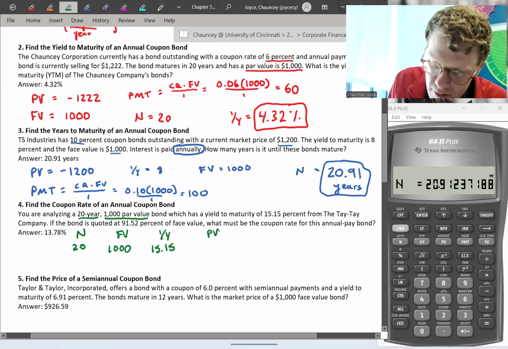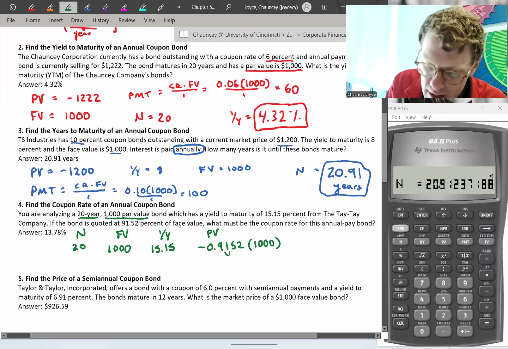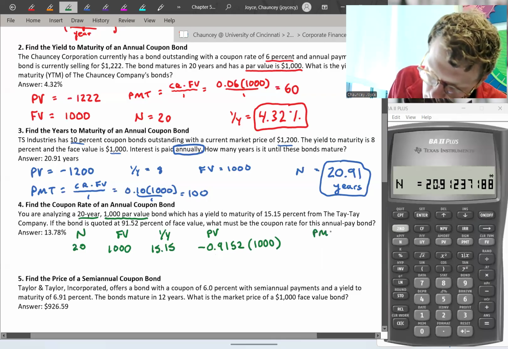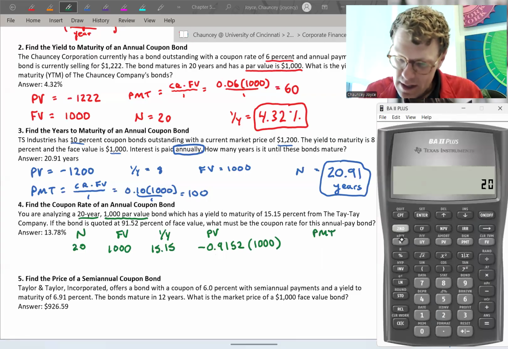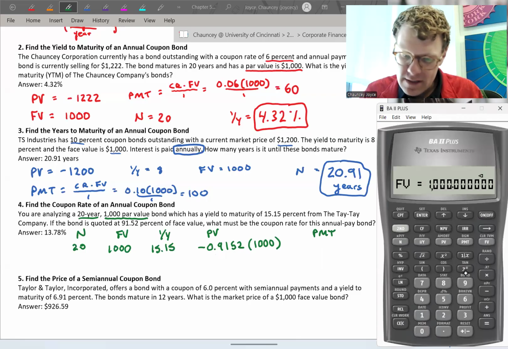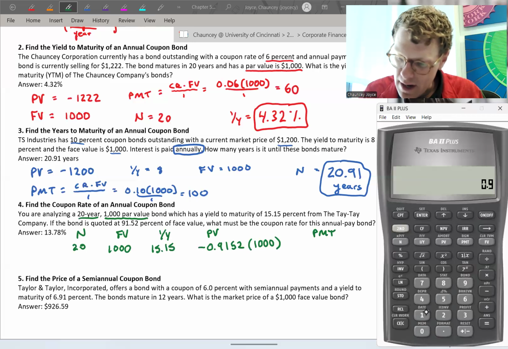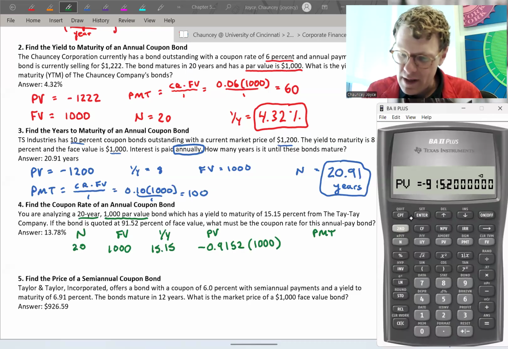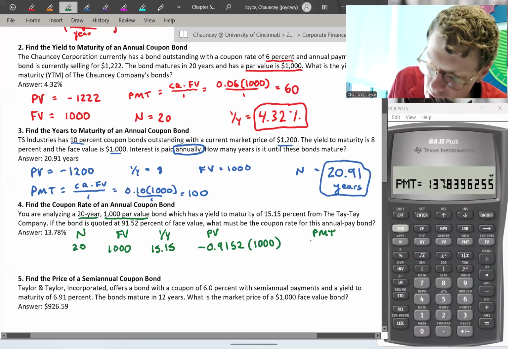So for present value, you need to specify that this is negative 0.9152 times 1,000. That's a percentage that we're using in a formula, so we need to move that decimal 2 places. Then we'll solve for the coupon payment, and that's just step 1. So 20 is N, 1,000 is your face value, 15.15 is your yield, and then .9152 times 1,000 equals, make sure that's a cash outflow, so press that plus-minus button at the bottom for PV, and then compute for payment.